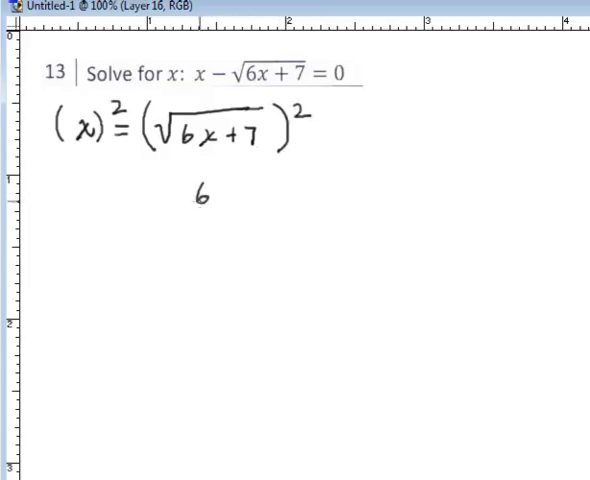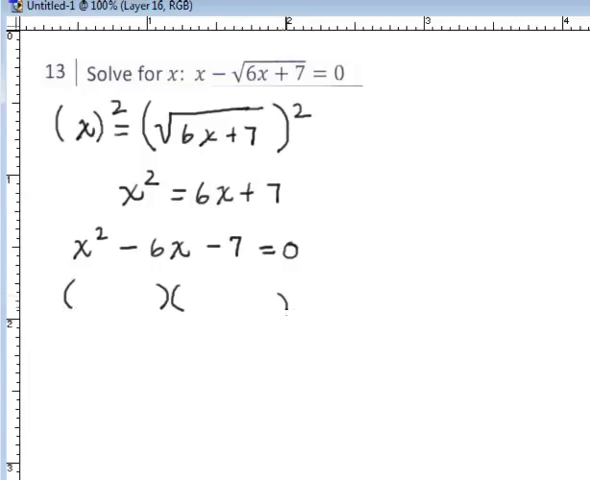So here we have 6x plus 7 equal to x squared. And now this is a quadratic. Let's put it in standard form and see if it factors. So we have x squared minus 6x minus 7 equal to 0. And let's say this does factor. All right, this is x minus 7 times x plus 1. Let's just check the middle term. Minus 7x plus x is equal to minus 6x. So we get two possible solutions, x equals 7 and x equals minus 1.